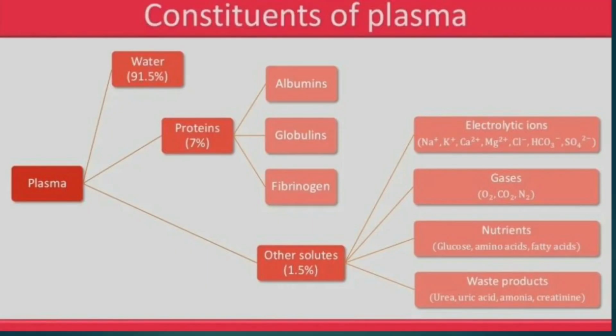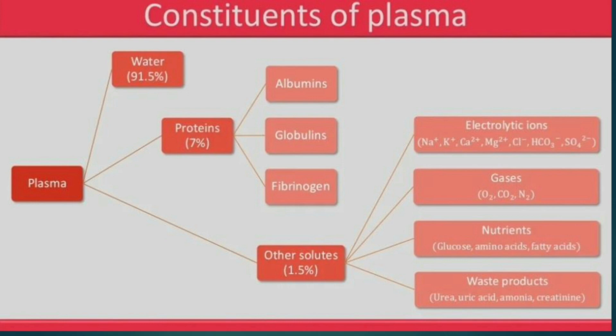You can see here the composition of plasma: water 91.5%, protein 7% and other solutes 1.5%. The protein part of plasma contains albumin, globulin and fibrinogen. The other solutes part contains electrolytes, ions like sodium, potassium, calcium, magnesium, chloride etc., gases like oxygen, carbon dioxide, nitrogen, nutrients like glucose, amino acids, fatty acids. These are the components of plasma.